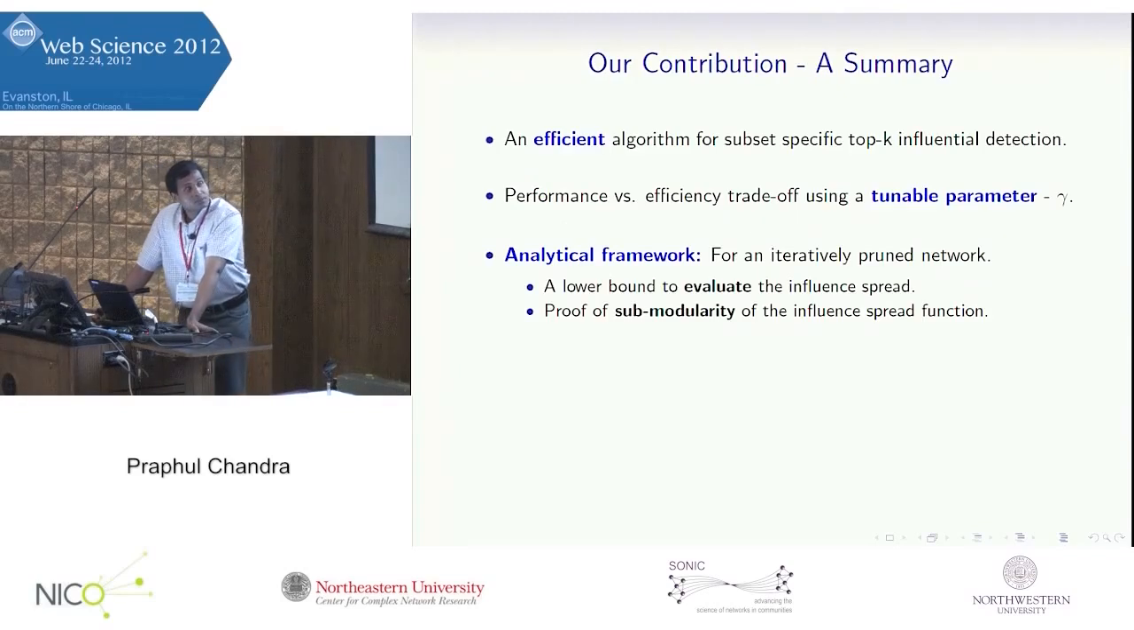Right. So our contribution in this paper, here is a brief summary, is that we first design an efficient algorithm for the subset-specific problem, and then we provide a tunable parameter, which is nothing but the susceptibility of a node, to trade off between the efficiency and performance of the algorithm. And then, since traditional approaches use a static graph where the graph doesn't change over iterations, we provide an analytical framework to analyze the influence spread function when the graph is iteratively pruned. And we also show that the influence spread function remains submodular when the graph is iteratively pruned, which helps us offer performance guarantees.